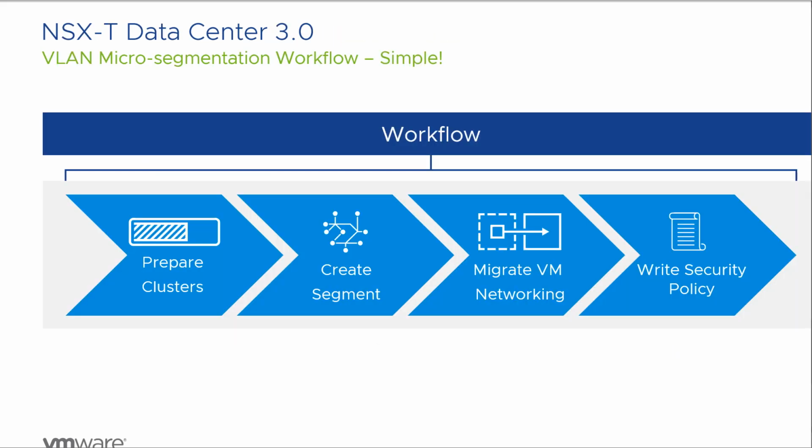Once all the requirements are in place, the workflow the customer needs to follow to get started consists of 4 simple steps. They're going to prepare the clusters with NSX-T, create a VLAN-backed segment in NSX-T that matches the VLAN of the virtual machines. They're going to do a quick migration of the virtual machines to this NSX-T segment, and then they can start writing their security policies manually. Or the more preferred method is to use NSX Intelligence for automated recommendations and deep security insights into the traffic flows of a customer environment. So let's move over to the lab and show how quickly we can get NSX-T up and running and microsegmentation policies ready to be deployed.